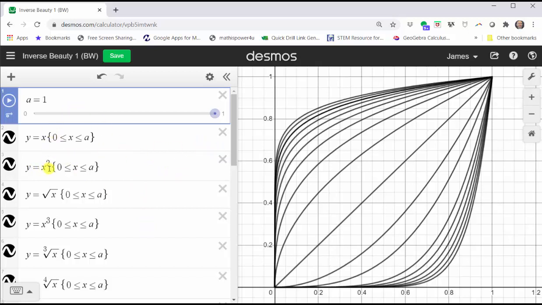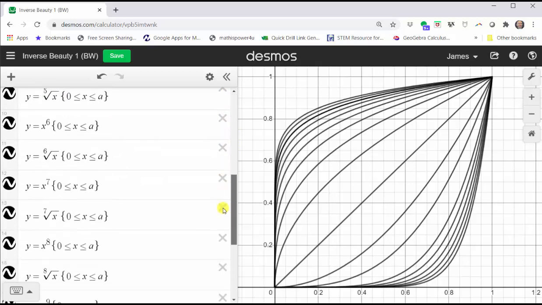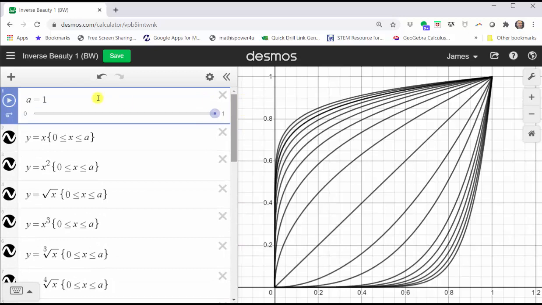Y equals x squared and y equals the square root of x are inverses over this interval, and so are y equals x cubed and y equals the cube root of x all the way down to y equals x to the 10th and y equals the 10th root of x. Let's take a look at that one more time in black and white, and then we'll take a look at it in color.